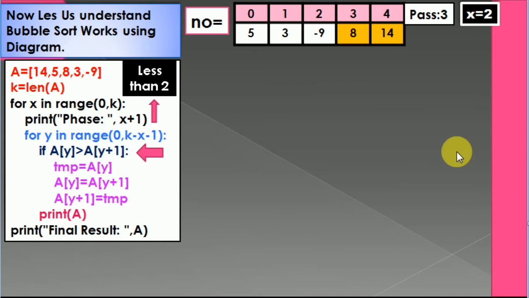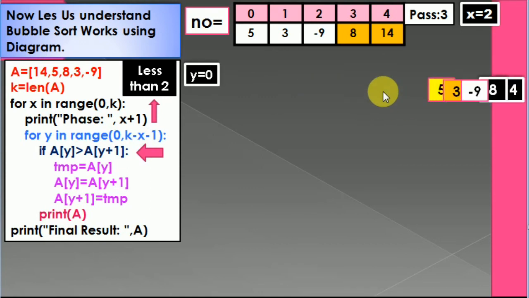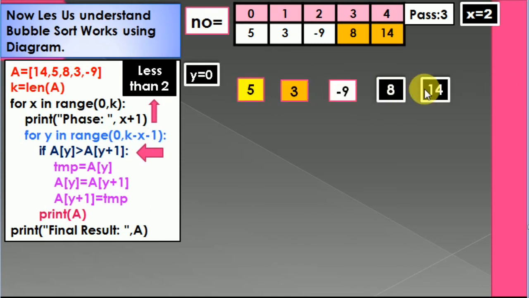Now again, this is pass 3. Means when the outer loop value x is 2, the inner loop will start from 0 to the number that I have shown. Means y is going to work 2 times. First y is going to be 0 and the second time y is going to be 1. The first time when the value of y is 0, these are the numbers. These black boxes mean these are the fixed numbers. These are not going to be checked.